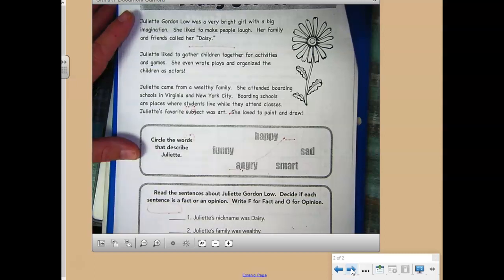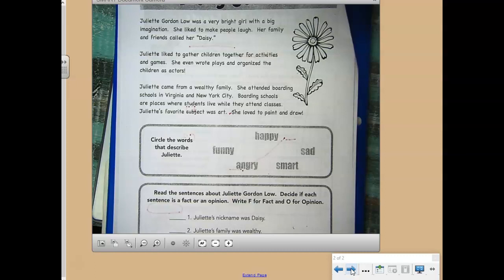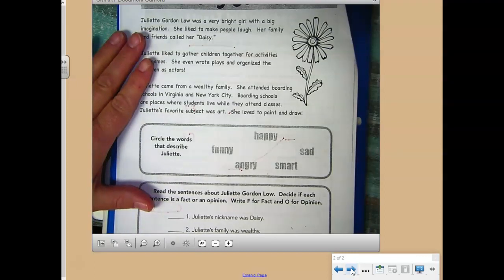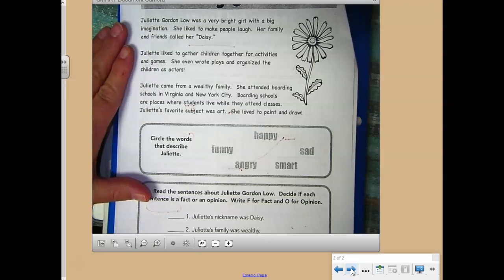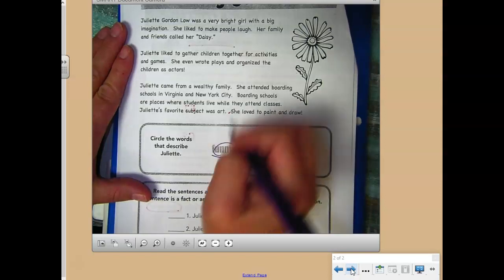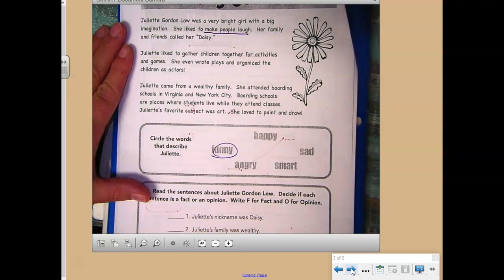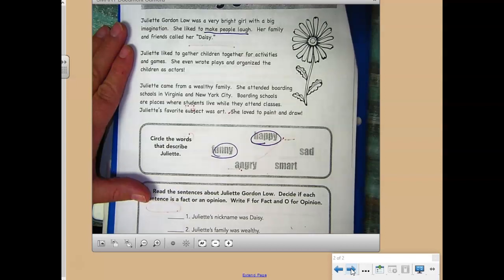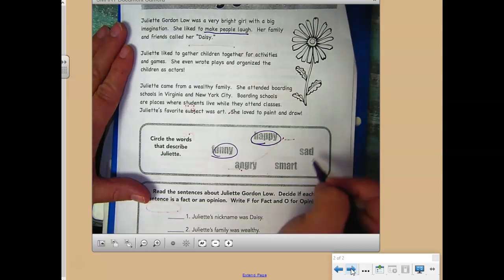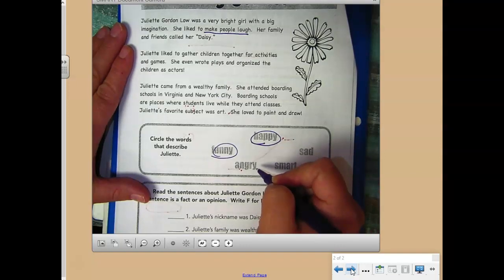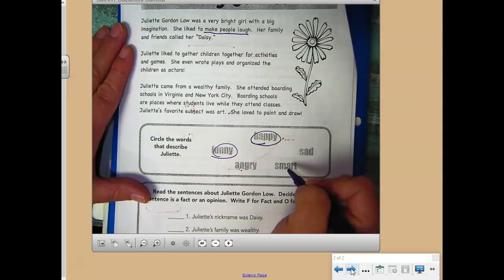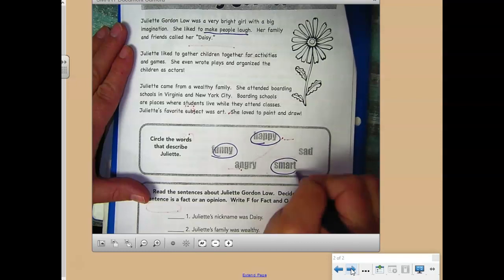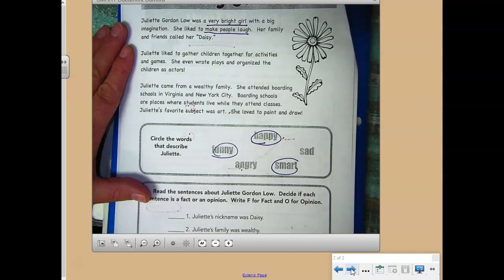All right, circle the words that describe Juliette. Guys, you're going to put a thumbs up or down to show me if these describe Juliette. All right, was Juliette funny? Yes, it says she liked to make people laugh. Was she happy? Yes, that also goes with the same thing. Was she sad? No. Was she angry? No. Was she smart? Yes, it says she was a very bright girl.